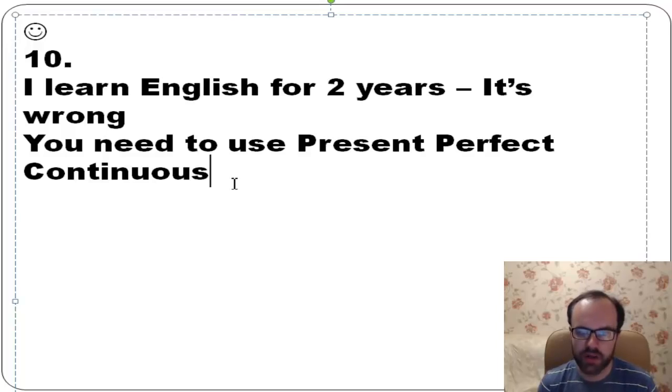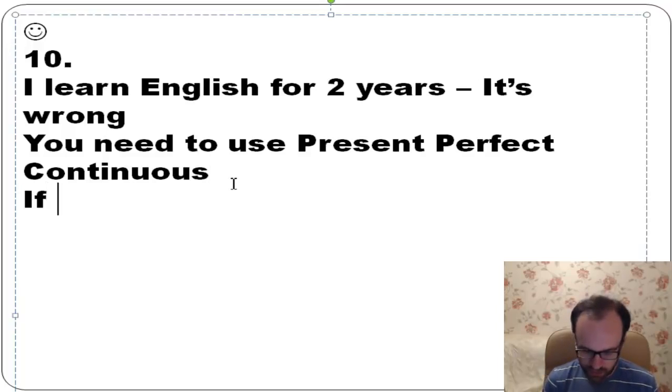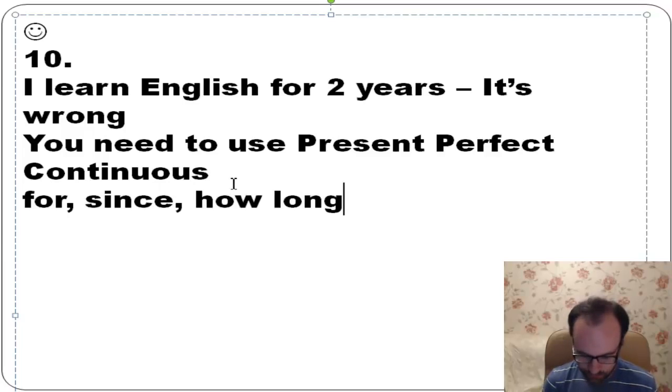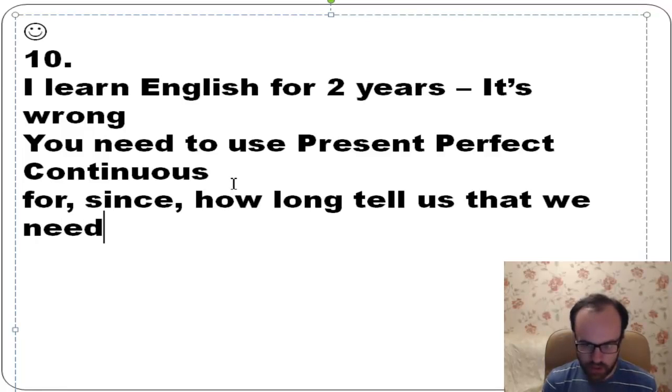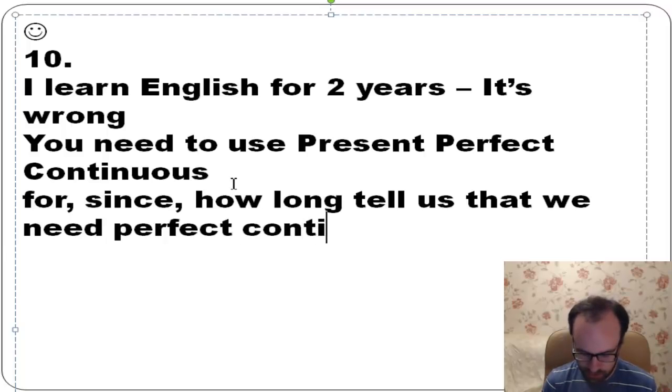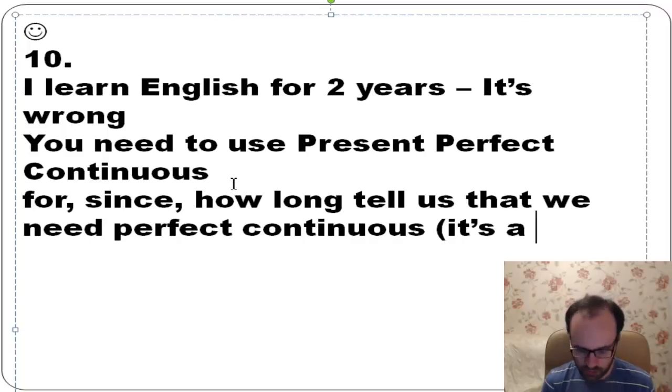Right. So if you have "for" or "since" or "how long," they tell us that we need perfect continuous. So it's a general rule.